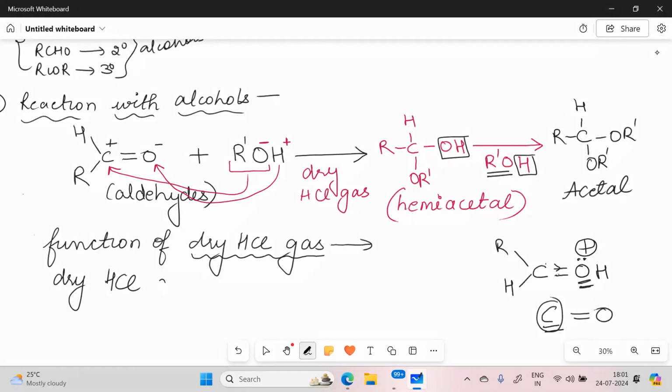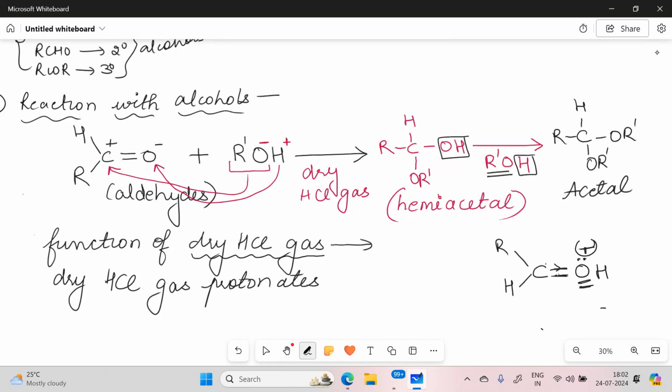You have to write in this way: dry HCl gas protonates. Ma'am, one second. Here, the electrons from carbon move to oxygen, right? These bonds shift towards oxygen because oxygen is electronegative in nature. It already has a tendency to pull the bond. But ma'am, how is it positively charged though?